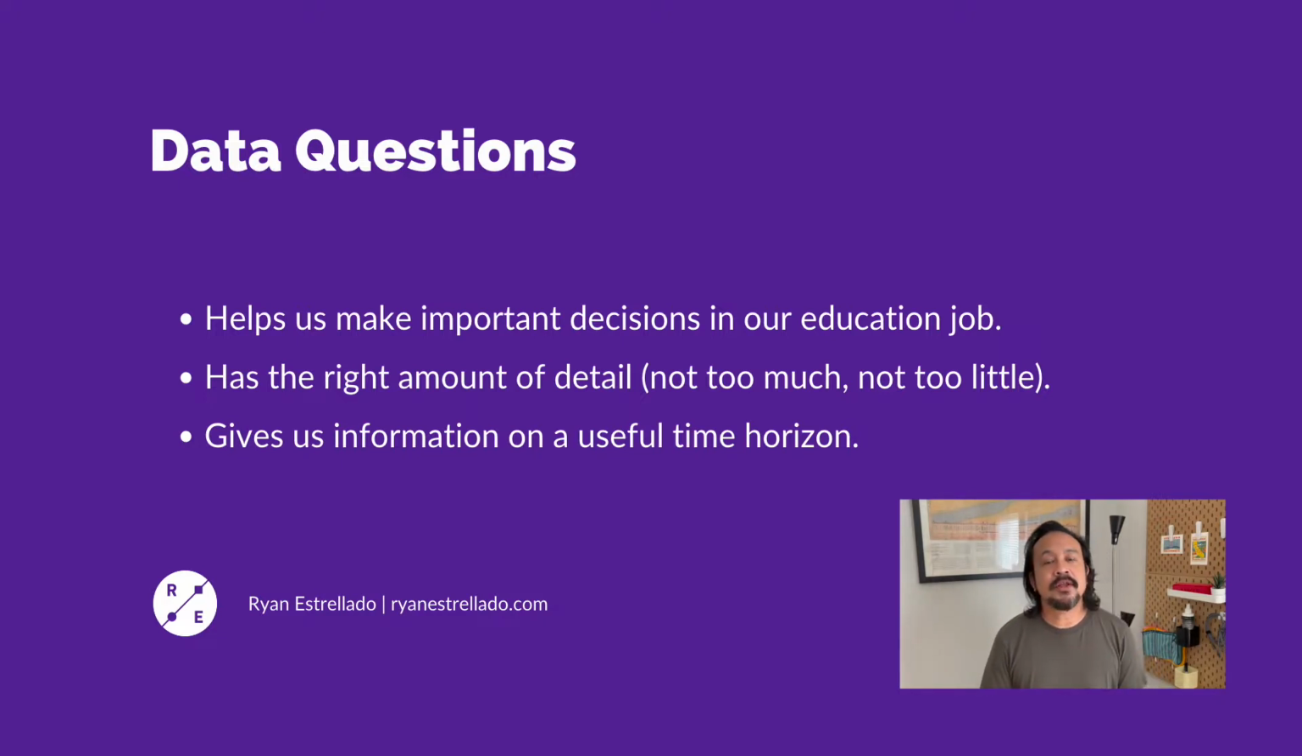The second quality of a good data question is that it has the right amount of detail. I'll talk a little bit more about this later in the video, but we're looking for the Goldilocks spot of detail in your data question. Not too much, not too little, and there's a great reason for this. Stay tuned, we'll talk about that in a little bit. And then finally, is your data question set up so that you answer it on the right time horizon for the problem that you are trying to solve?